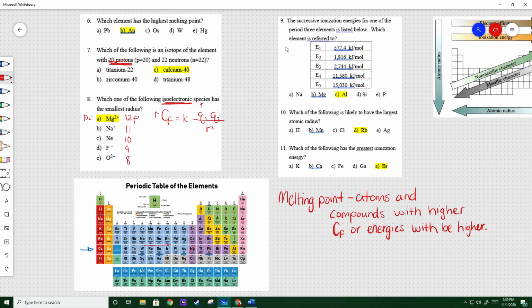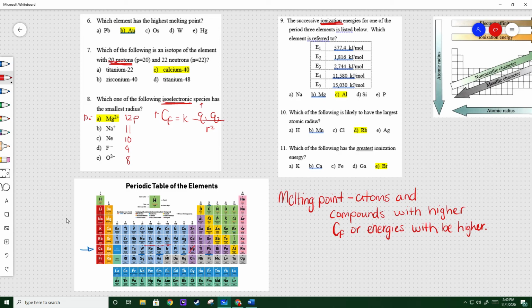Okay, then we have number 9. You guys talked about ionization energies. Ionization energy is basically how much energy it takes to remove one electron. That's it. You can remove the first electron, then the second, and then the third. This chart tells us the ionization energies for an element, and it's removing 5 electrons. That element is one of the period 3 elements.